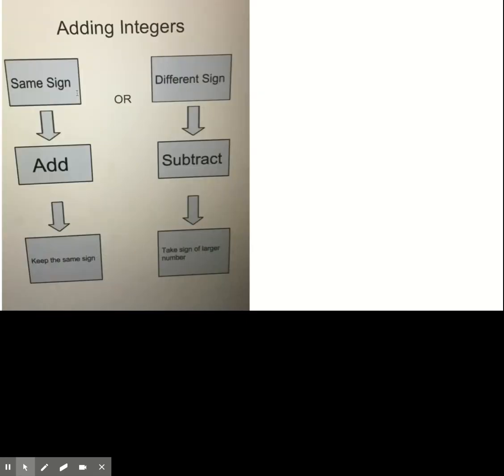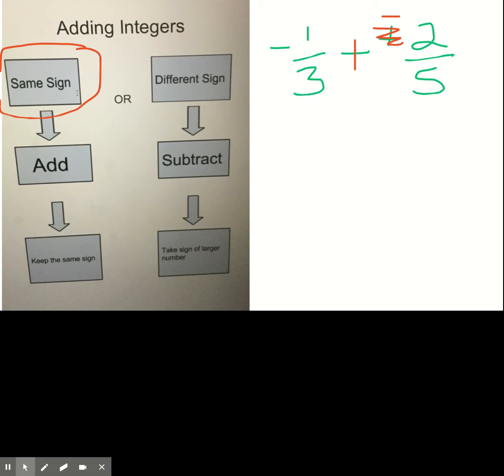Remember, if you are asked to subtract positive and negative fractions, you need to simply change subtraction to addition and change the sign of the second number. So looking at something like this, negative 1/3 minus positive 2/5, what will you do? You're going to change subtraction to addition. You're going to change the sign of the second number. And then right back here, same sign, you're going to add these up and keep the sign.